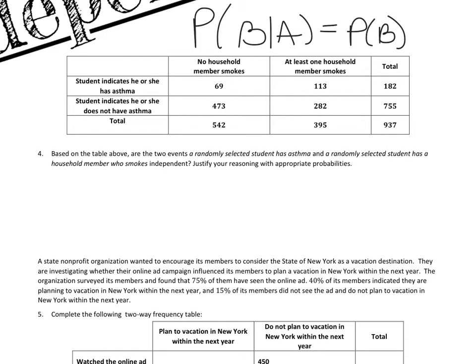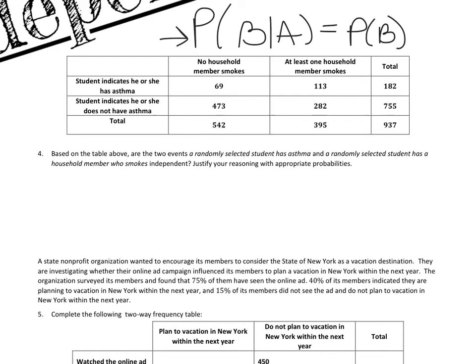So the first question here says, based on the table above, two events are randomly selected: a student has asthma and a randomly selected student has a household smoker. Are they independent? Justify your reasoning with appropriate probabilities. Now on the Regents exam, they actually don't even need to see the formula written. The only time you really need to know the formula is if they are giving you a multiple choice question asking which one is correct.